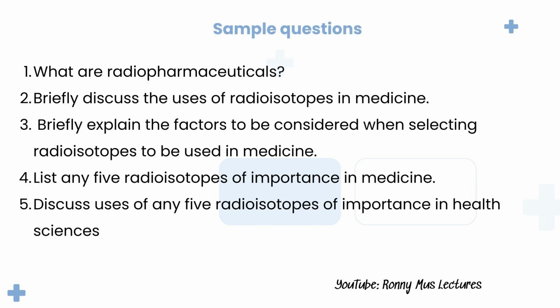Sample questions. What are radiopharmaceuticals? Briefly discuss the uses of radioisotopes in medicine. Briefly explain the factors to be considered when selecting radioisotopes to be used in medicine. List any 5 radioisotopes of importance in medicine. Discuss uses of any 5 radioisotopes of importance in health sciences.